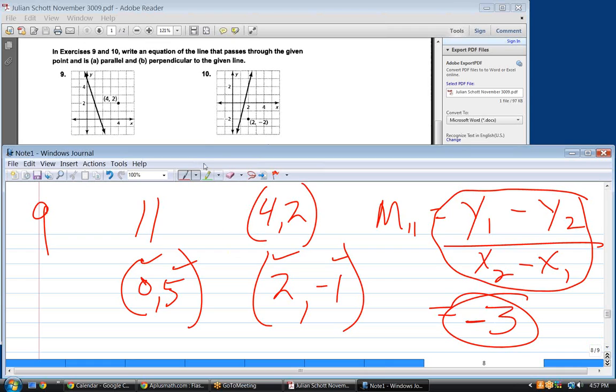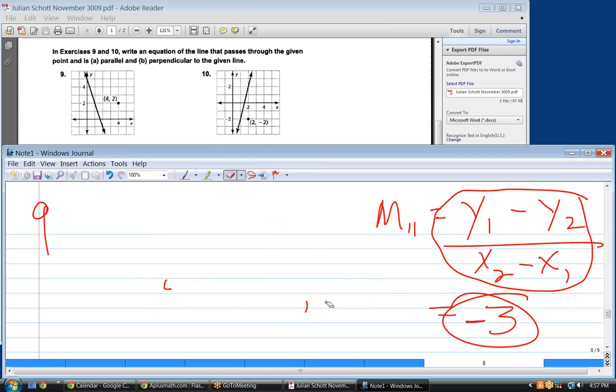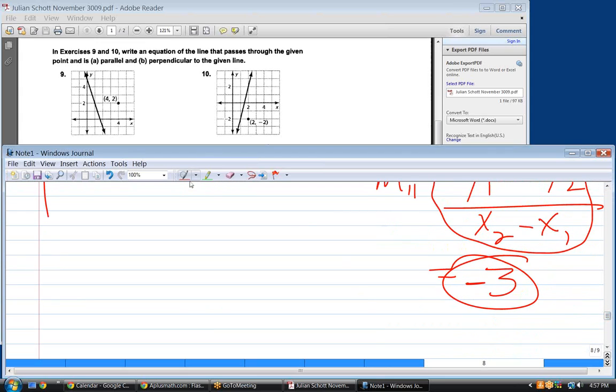What is the slope of the perpendicular line? If the slope of the parallel line is minus 3, what's the slope of the perpendicular line? Positive 3? Negative reciprocal. You have to do 2 actions on that number. So it's negative 3 over 1, so positive 1/3. There you go.